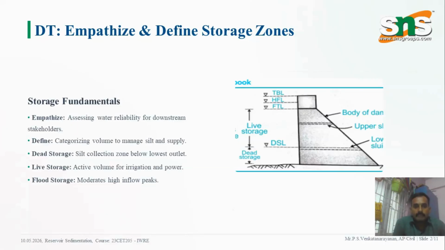The third category is flood storage, which temporarily stores excess flood water during heavy rainfall and reduces downstream flooding. Determining these storage zones correctly is essential for ensuring reliable water supply to downstream users. Engineers must carefully balance irrigation needs, power generation and flood protection while designing a reservoir capacity.